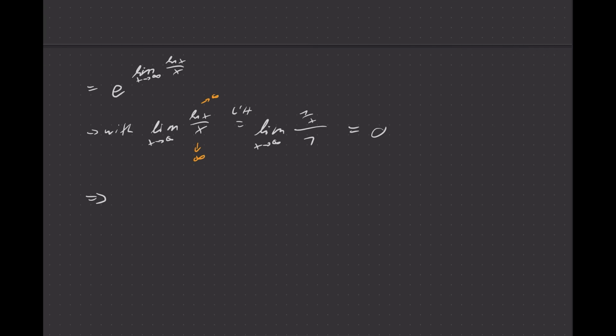And that means what we get for our original limit, remember we started with x to the power of 1 over x as x tends to infinity. We reformulated that to read e to the limit of x to infinity ln x over x. So that is now e to the power of 0, and that again is 1.